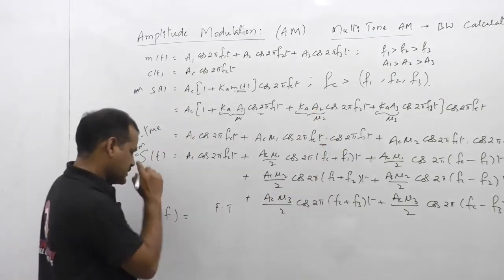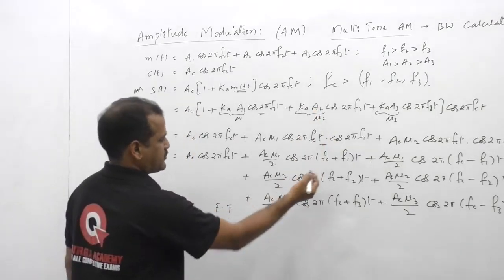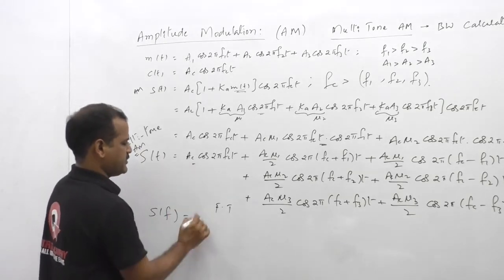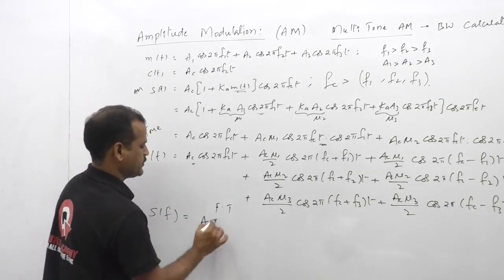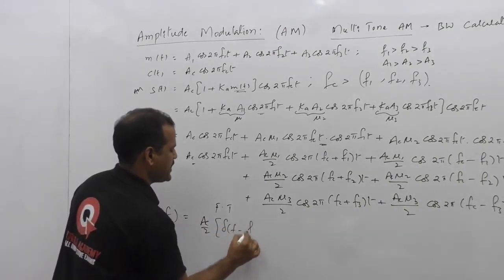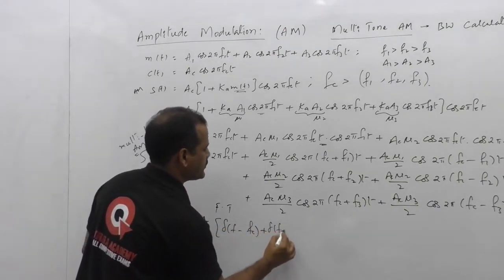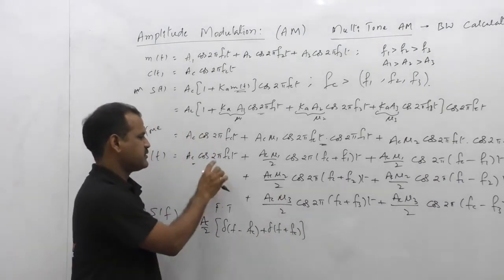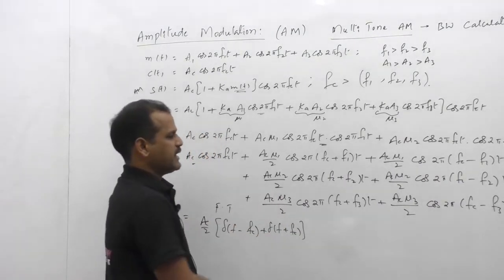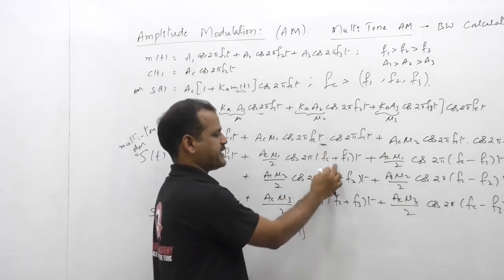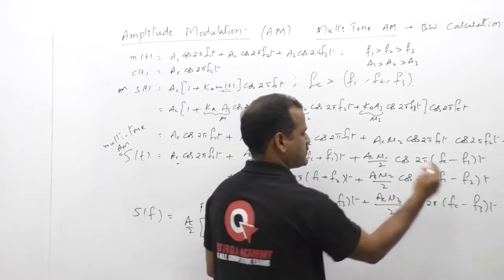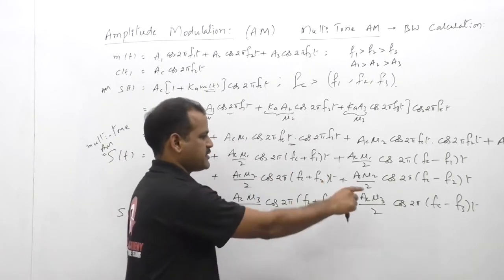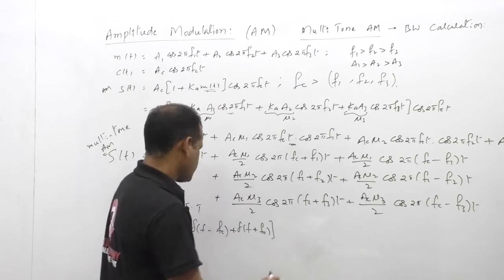So first let us write the frequency domain representation for this time domain expression. The Fourier transform of the first term is AC by 2 [del of f minus fc plus del of f plus fc]. These are the 2 delta functions associated with this carrier cos term. Next, these 3 terms are upper sideband terms, and these 3 terms are lower sideband terms.